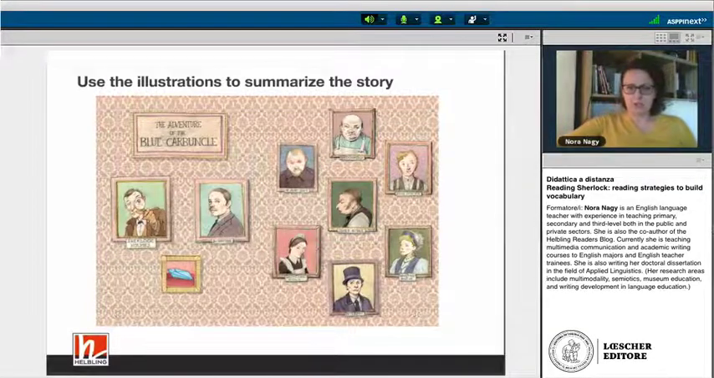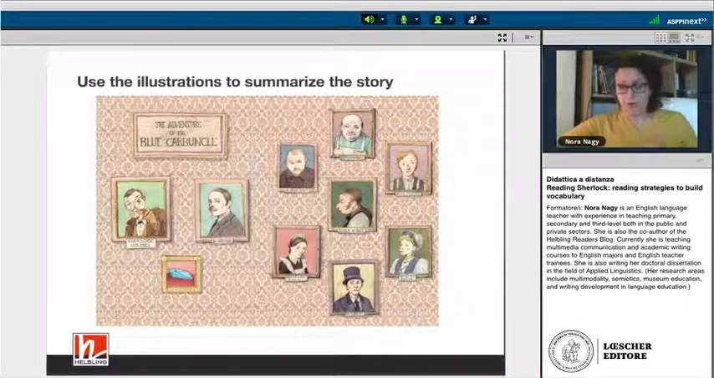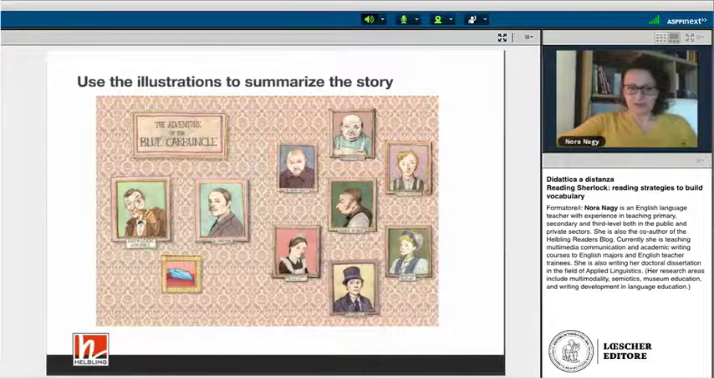Another idea I can give you, you can always use the illustrations to summarize the story. For example, at the beginning of the reader, you will see the main characters. So you can describe the characters and tell us or tell each other why these characters are important, what was their role in the story, what did they do, why were they important. So first the maps, and then you can use the illustrations. There are a lot more illustrations, of course, that you can use from the reader. This is just one example.